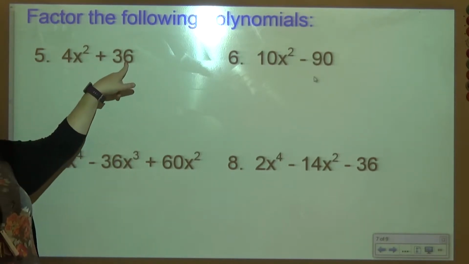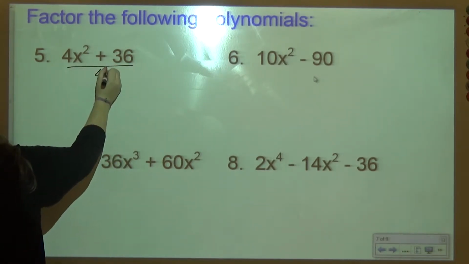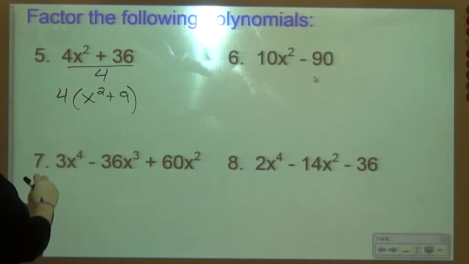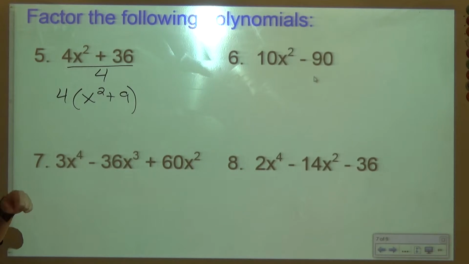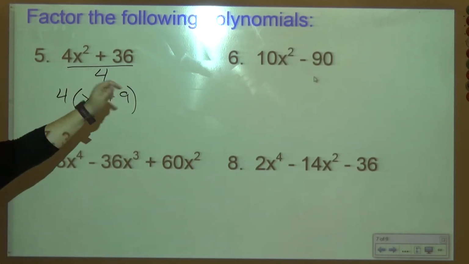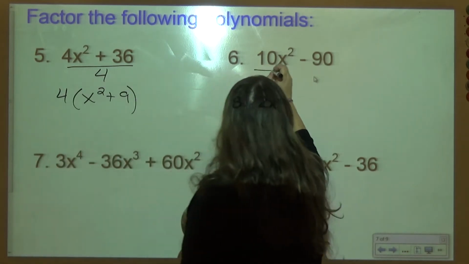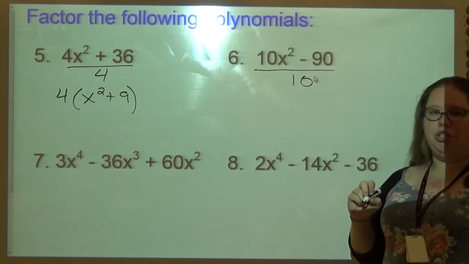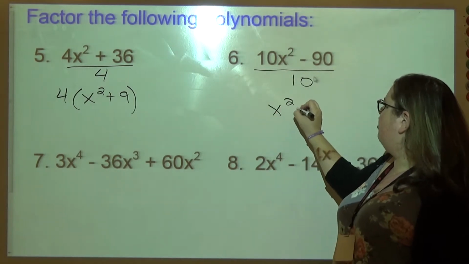So it's a binomial, it's not dots, so it's a GCF. What's my GCF? 4. X squared plus 9. Can we factor it again? No, this actually isn't even a factor completely, it's just a GCF. So be careful. However, the next one, number 6, that one has a subtraction. So that one we're going to be able to factor twice. Again, I only have x squared here, there's no x's. So my GCF is a plain integer, 10. Divide: x squared minus 9.